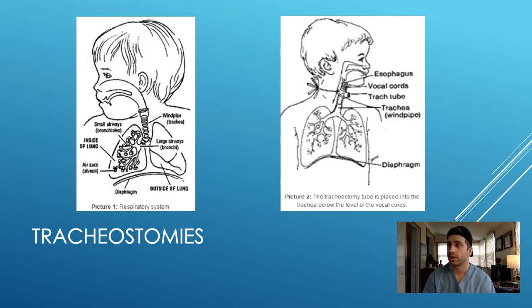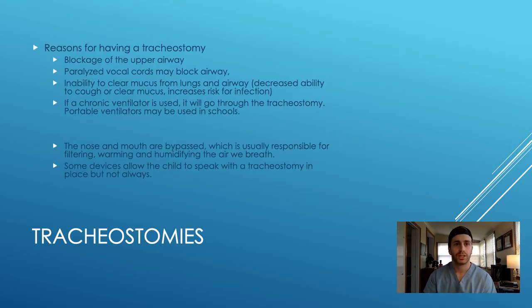Tracheostomies. So tracheostomies are an airway adjunct for when a child is unable to breathe on their own or needs assistance breathing, as well as if they have weak coughs, and we need to help suction out any mucus or gunk that's in their lungs. So reasons for having a trach: blockage of the upper airway, paralyzed vocal cords may block the airway, inability to clear mucus from the lungs and airway, decreased ability to cough or clear mucus, increases the risk for pneumonias.